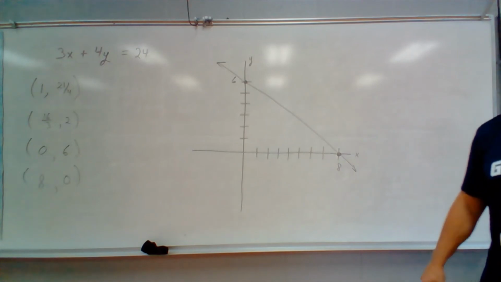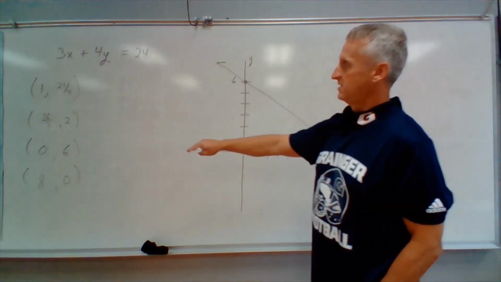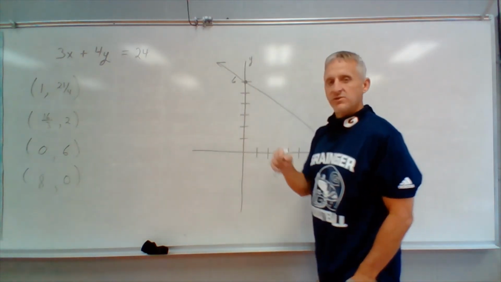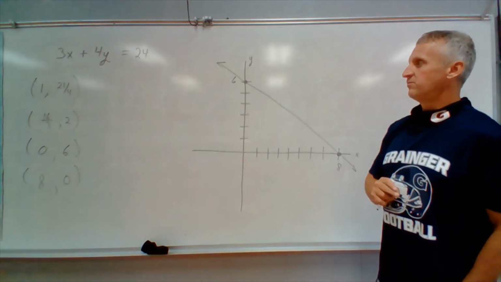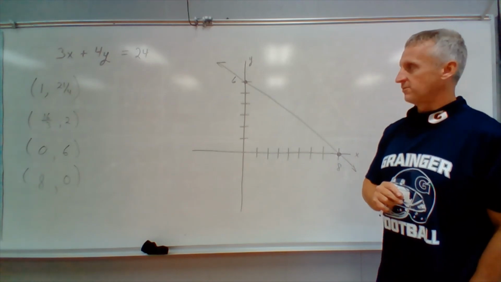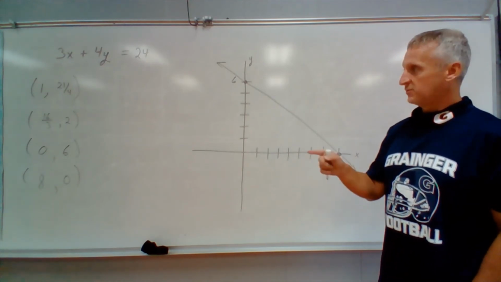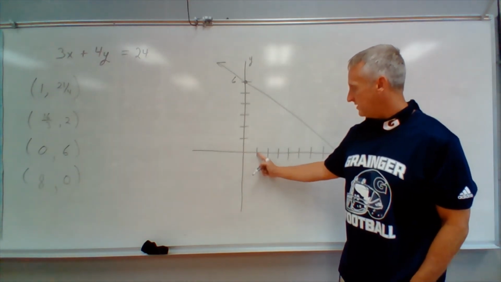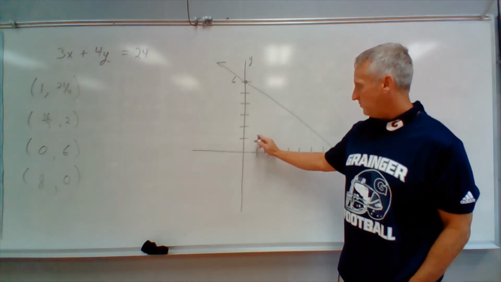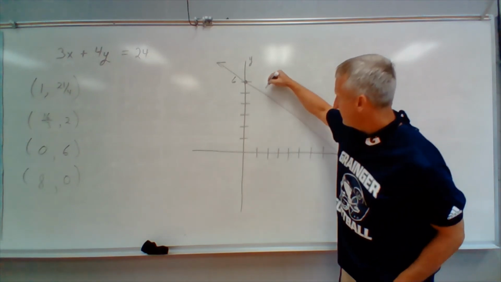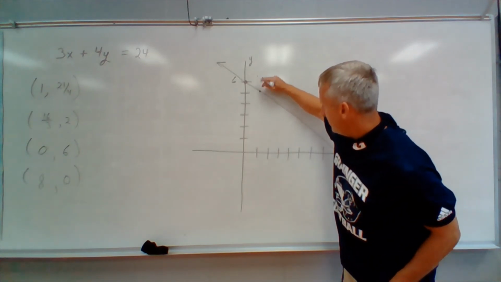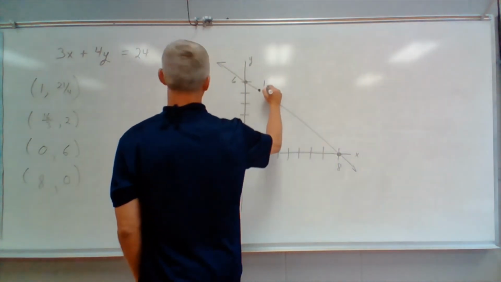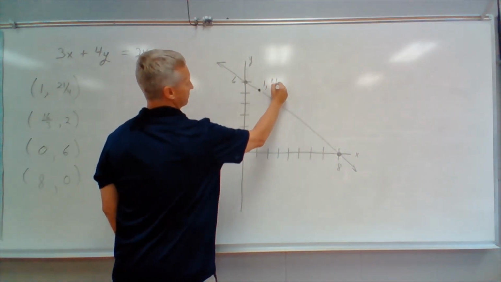Let's check our other 2 solutions and make sure they're actually on this line. So 1, 21 over 4. 21 divided by 4 would be 5 and 1/4, because 4 times 5 is 20, and I got 1 left over. So 5 and 1/4. So if I plug in 1, I should have a point at 1, 2, 3, 4, 5 and 1/4, which is about right there. So this point is 1, 21 over 4.